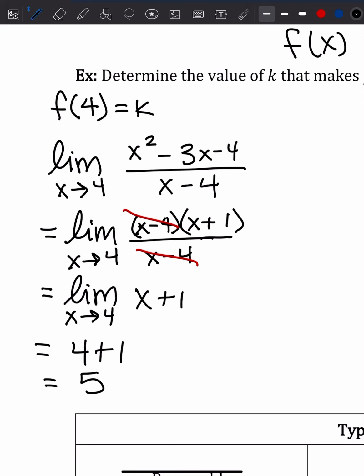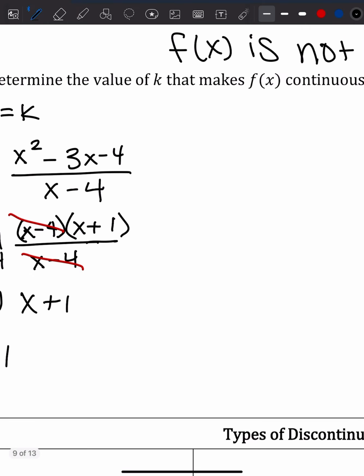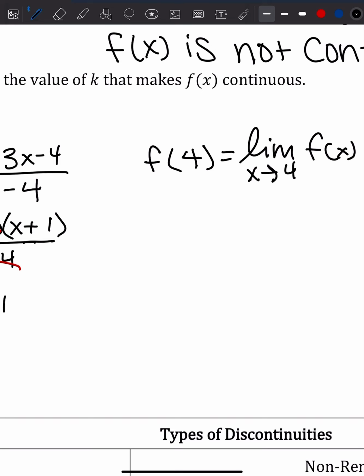The nice thing here is we know what our limit is. We didn't have to check left and right. We just have our answer for our limit. So now that we have that, we have a last situation. We have f of 4 has to equal the limit as x approaches 4 of our function. Well, we know f of 4 happens to equal k. On the other hand, our limit happens to equal 5. So we know that k has to equal 5 to be continuous.